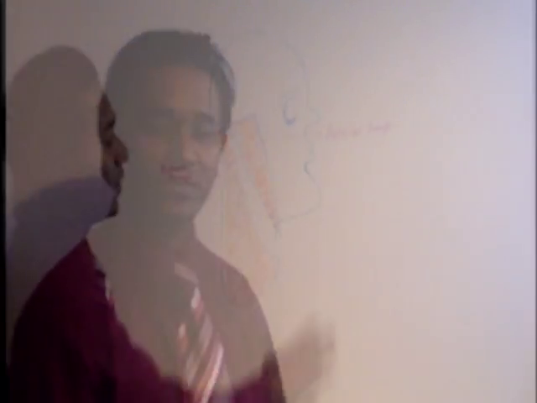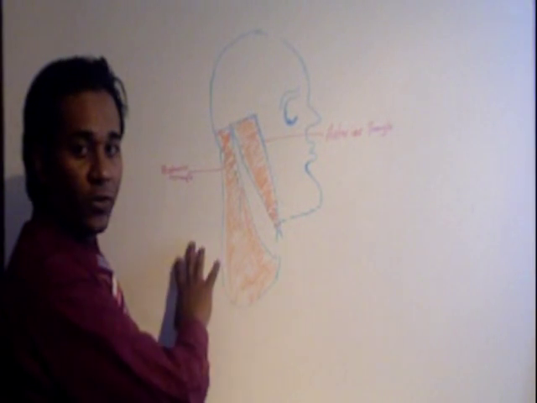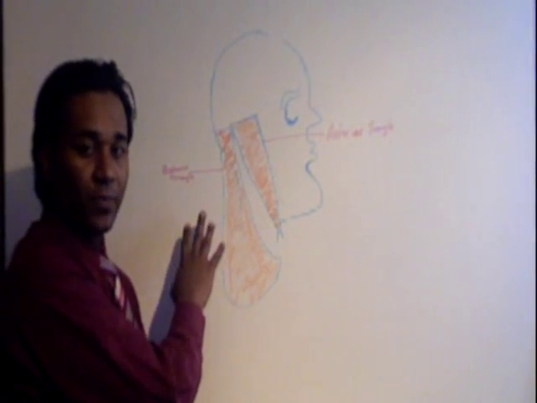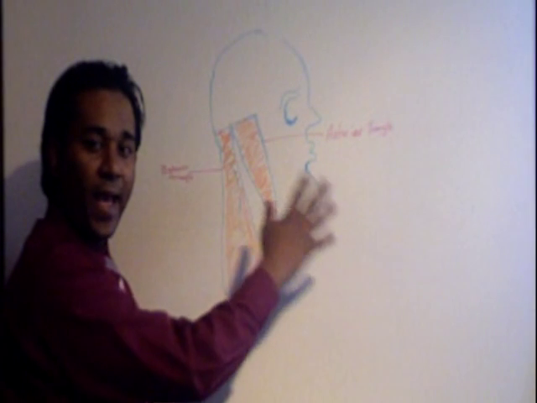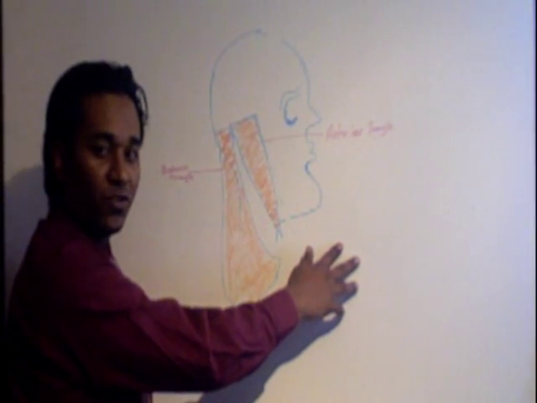Both compartments are covered superficially by two muscles, which are called the sternocleidomastoid muscle and the trapezius muscle. The two muscles serve as dividing the neck into an anterior and posterior compartment. In this picture, you can see that the posterior compartment is composed of the trapezius muscle, and the anterior compartment is composed of the sternocleidomastoid muscle.